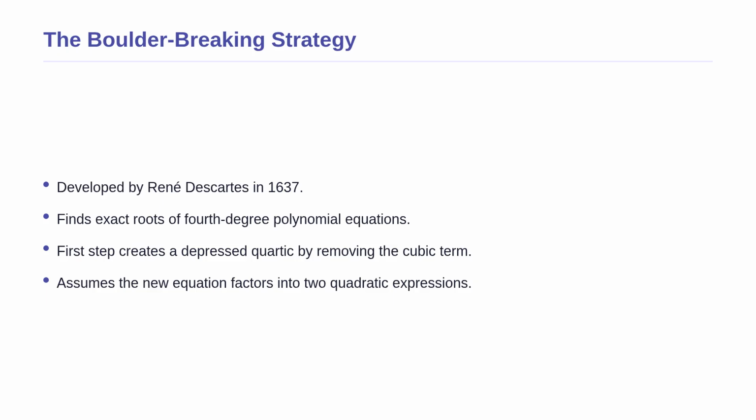Descartes realized that if we can just remove the third degree term, the equation becomes much cleaner. We call this a depressed quartic. Once we have this cleaner equation, we make a clever assumption that it can be split into two second-degree equations. Since we already know how to solve quadratics, this turns an impossible problem into a sequence of easy steps.